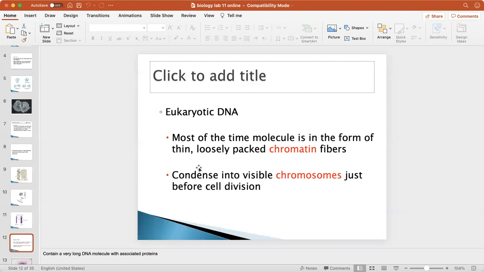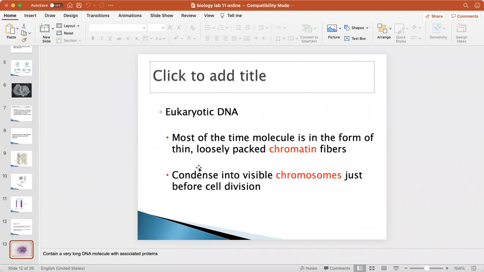Eukaryotic DNA, most of the time, the molecule is in the form of thin, loosely packed chromatin fibers. They will condense into visible chromosomes just before the cell divides. So normally, your DNA is in the nucleus of your cells in these small, tiny chromatin fibers, but right before any cell divides, the chromatin will condense more compactly into these visible chromosomes. These visible chromosomes are formed just before cellular division.